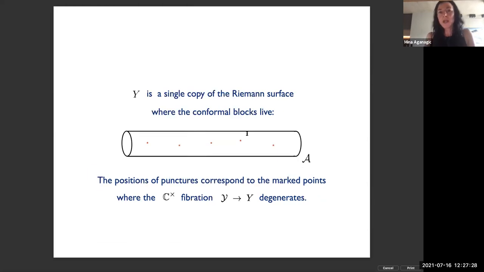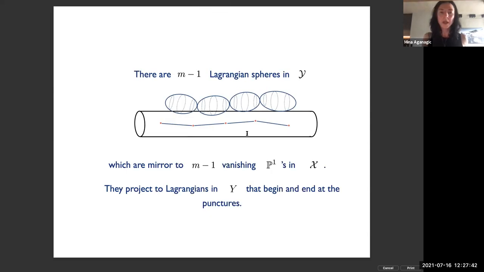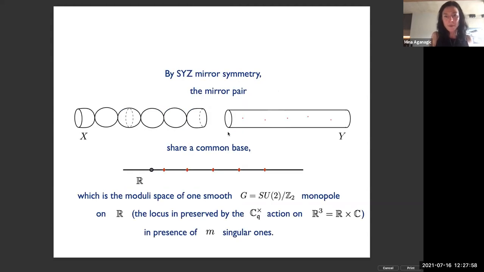The small Y, you'll notice, is a single copy of the Riemann surface where conformal blocks live. And the positions of punctures are, as I said, the places where the C star fibration degenerates. There are M minus one Lagrangian spheres in the big Y, which are mirrored to M minus one vanishing P1s in the big X, and they project to Lagrangians on the small Y, which begin and end at the punctures. So that's the basic structure of the geometry. By SYZ mirror symmetry, the small X and the small Y share a common base, which is, in this case, a real line with M marked points.